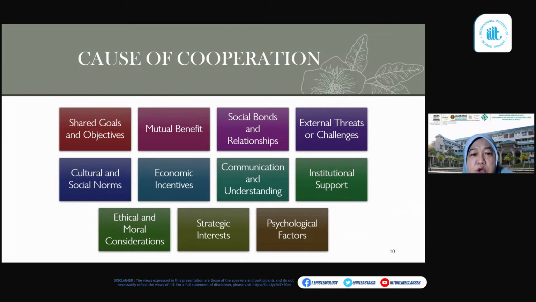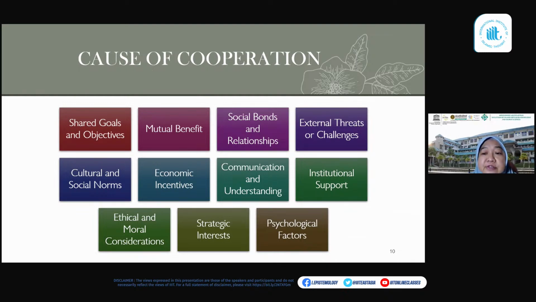Apart from shared goals and objectives, and mutual benefit, another one is to share challenges, the external threats or challenges. The cause can also be to develop social bonds and relationships. Example, community members collaborating on a neighborhood improvement project, like a modern garden for the benefit of the whole. And then cultural and social norms, for example, the traditional practice of communal farming in rural communities. They work together, they value cooperation and collective action, which encourages individuals to work together within a community.